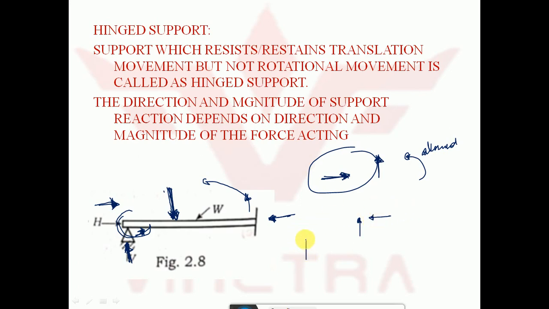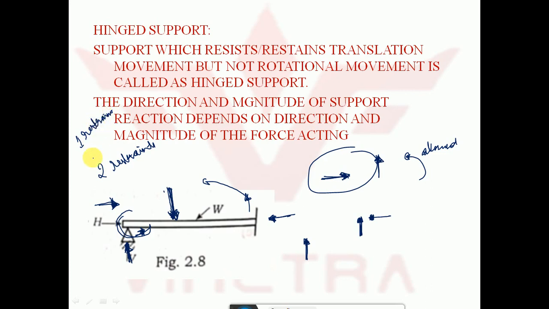In both simple support and roller support, the reaction developed is perpendicular to the contact surface, and in hinged support, the restraints developed are vertical and horizontal restraints. So in hinged support there are two restraints, whereas in simple support and in roller support, only one restraint is there.